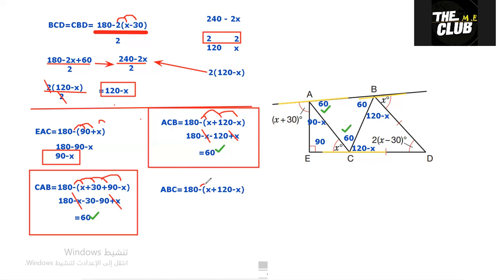I'm gonna expand the negative sign here and here and here. Same idea. Okay. And then I'm gonna write the answer. So 180 minus x, then minus 120, then plus x. Same steps. And then I'm gonna simplify.